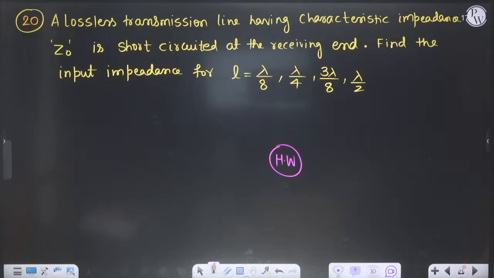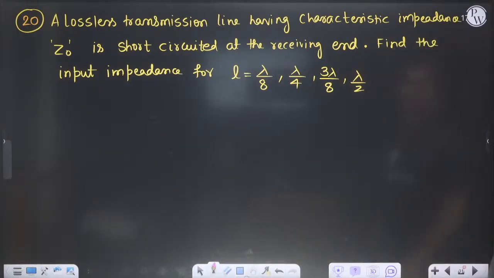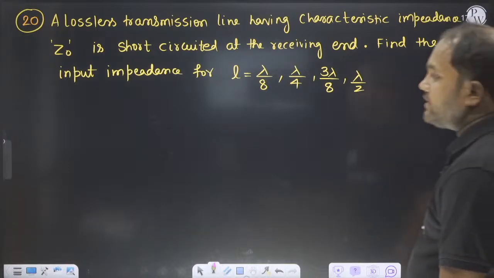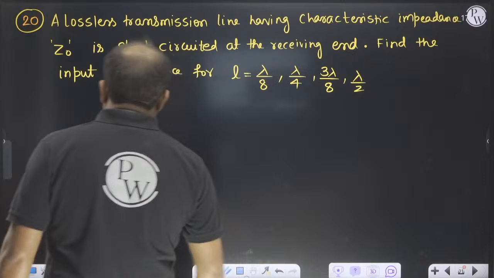Okay. Next question. A lossless transmission line, short circuited, and they are asking for the value at different lengths of the transmission line. A lossless transmission line has characteristic impedance Z naught and is short circuited at the receiving end. Find the input impedance for lengths lambda by 8, lambda by 4, 3 lambda by 8 and lambda by 2. So what will be the answer?